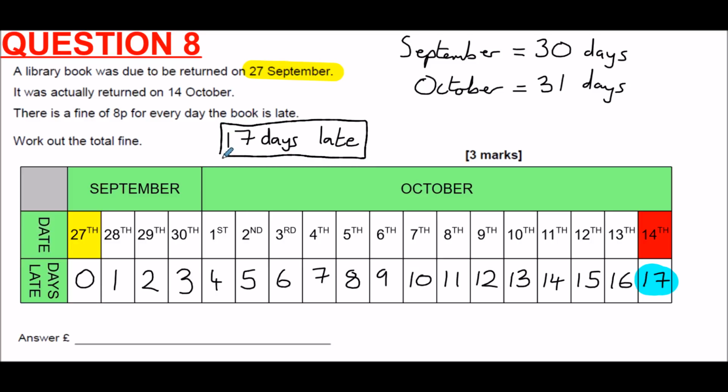Now, for each day the book's late, there's an 8p fine. And so the total fine is going to be 8p multiplied by 17. So we can do this in a few different ways. It doesn't particularly matter which way you pick as long as you arrive at the final answer, which is correct. I'll just do it this way, which is the Chinese method.